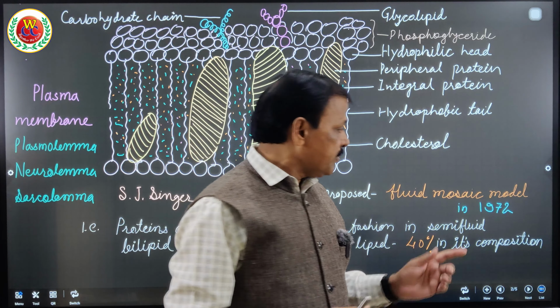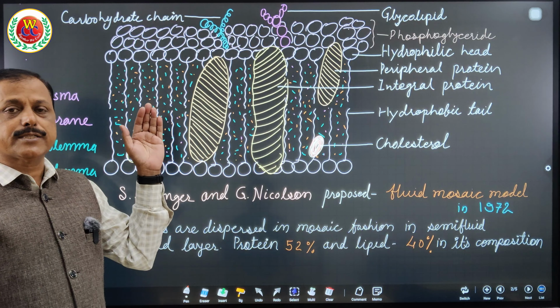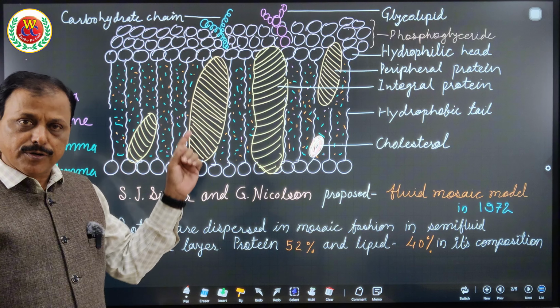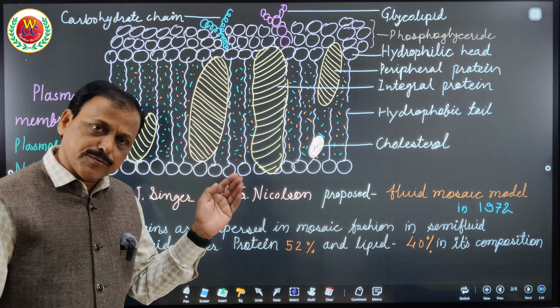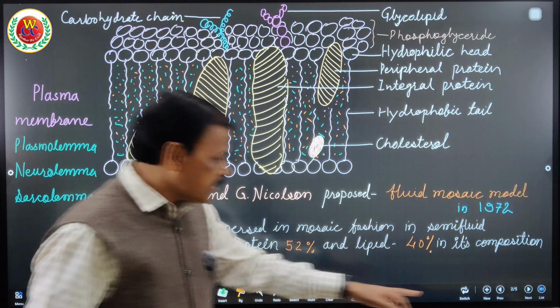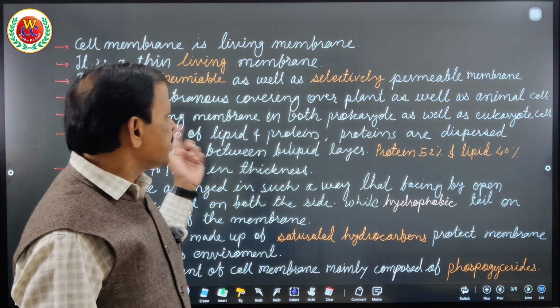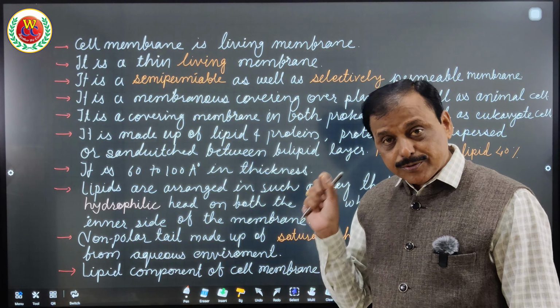Now let us continue with this diagram. You practice this diagram. A question can be asked: Explain the anatomy of plasma membrane or fluid mosaic model. Explain the fluid mosaic model given by Singer and Nicolson. That question can be asked. With this diagram you have to start. See what explanation is given about it. It's very important and you can note down these points as your notes.